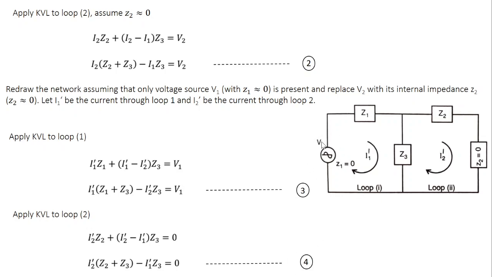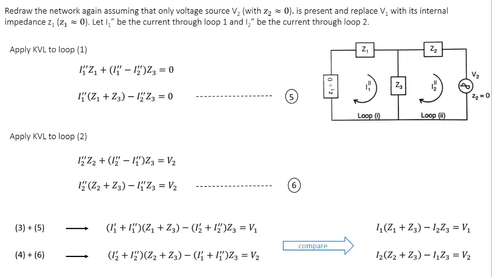Similarly, now you can replace V1 with z1 and reinstall V2 here. Once again, remember z1 and z2 equal 0. In this case, the current through loop 1 is I1 double prime and the current through loop 2 is I2 double prime. So you get a similar kind of equation, just that the prime notation is replaced with a double prime notation. So I1 double prime into (Z1 plus Z3) minus I2 double prime Z3 equal to 0. The right hand side is 0 because V1 is removed now. V2 is back. So for loop 2, on the right hand side you have V2, and on the left hand side you have I2 double prime into (Z2 plus Z3) minus I1 double prime Z3. So these are equations 5 and 6.